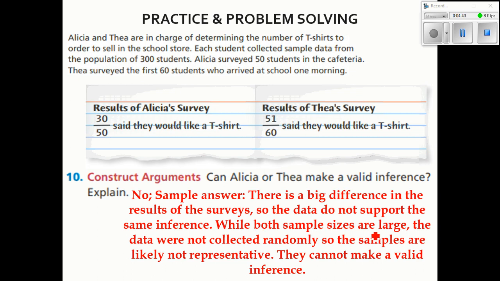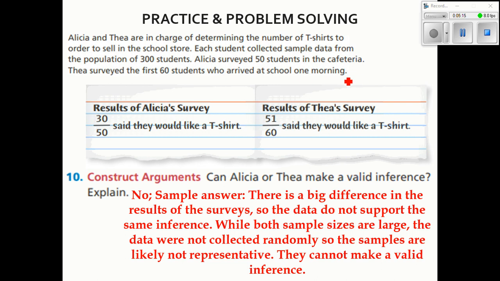While both sample sizes are large, the data were not collected randomly, so the samples are not likely representative. They cannot make a valid inference. And why does it say that they weren't collected randomly? Remember, each student collected sample data from a population of 300 students, but Alicia surveyed 50 from the cafeteria, while Thea surveyed the first 60 kids who arrived in school.